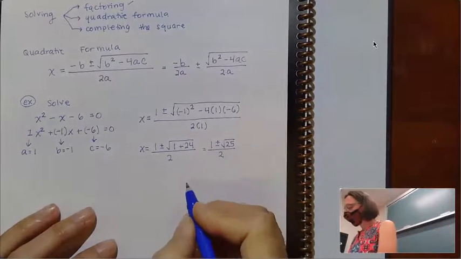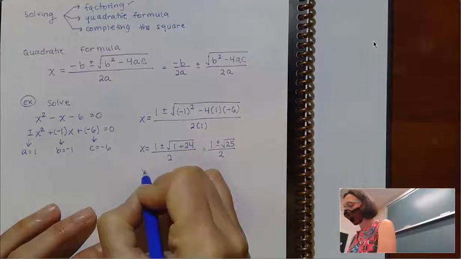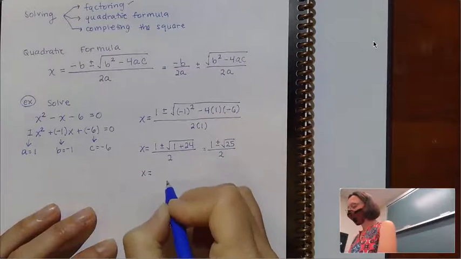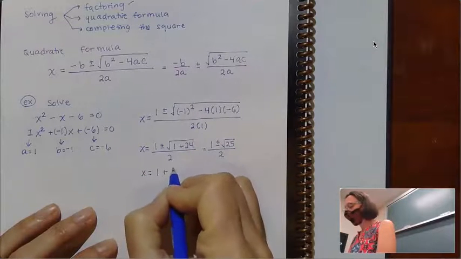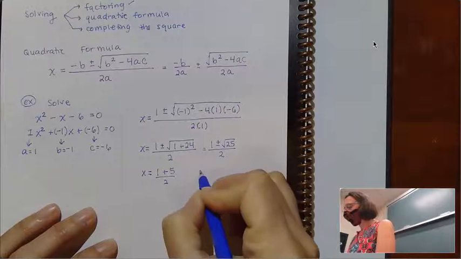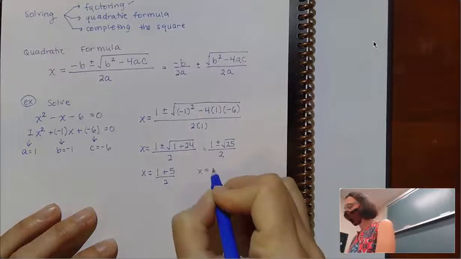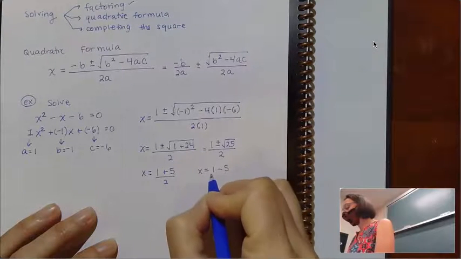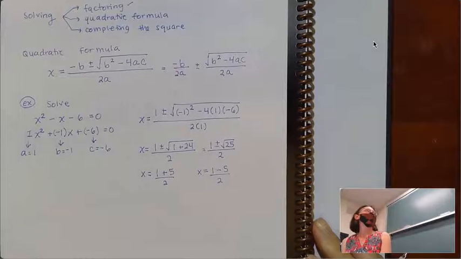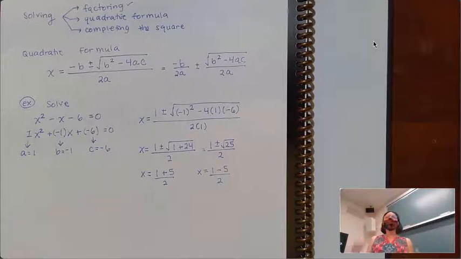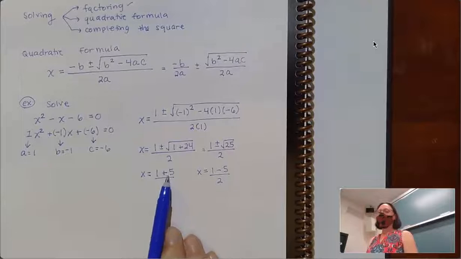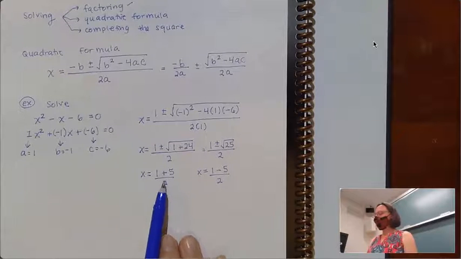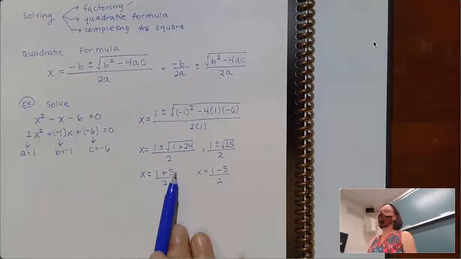That plus or minus thing tells me that I've got 2 answers. One answer is that x is equal to 1 plus 5 all over 2. And the other option is that x is equal to 1 minus 5 all over 2. Now that all over 2 thing means I can keep going to simplify this, but I need to combine the top first.